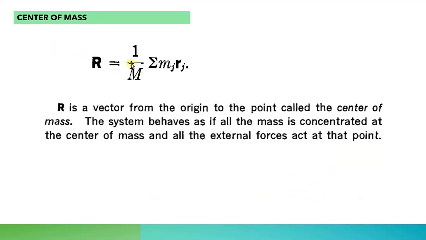So r is equal to 1 by m into sigma mj rj. So r is a vector from the origin to the point called the center of mass. The system behaves as if all the mass is concentrated at the center of mass and all the external forces act on that point.